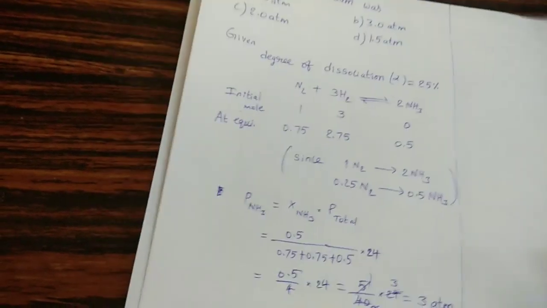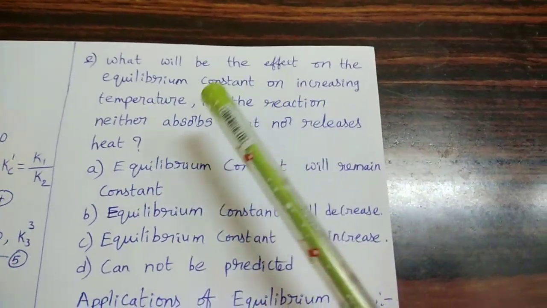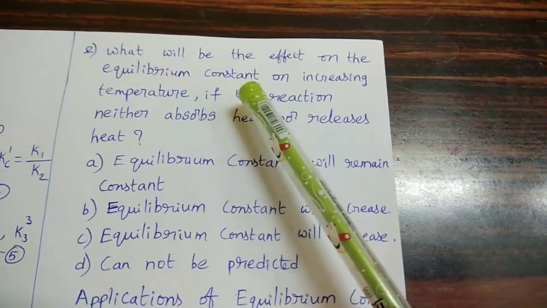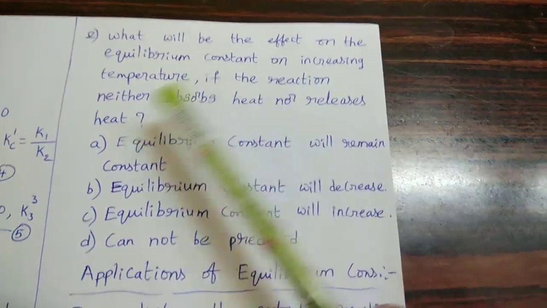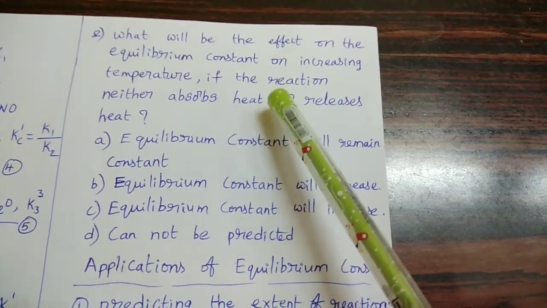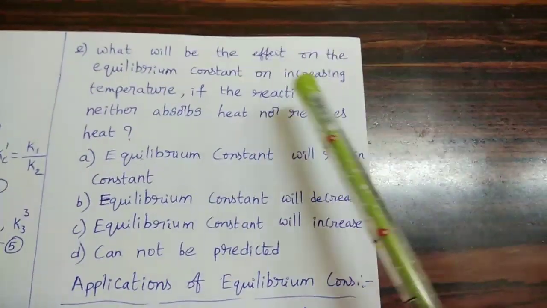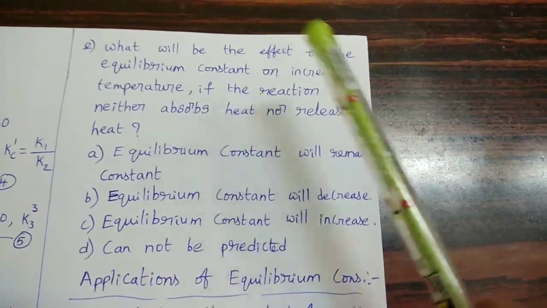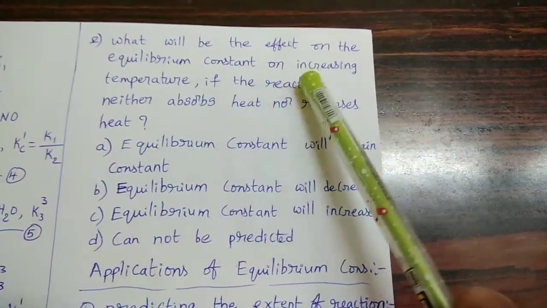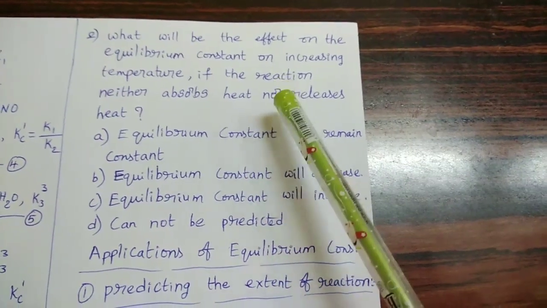Okay. Next. In last class we completed this question, with a small modification for this. What will be the effect on the equilibrium constant on increasing temperature if the reaction neither absorbs heat nor releases heat? In this case, the reaction is not releasing heat energy and not absorbing heat energy. In that condition, if we increase the temperature, what is the equilibrium constant? Equilibrium constant will remain constant. There is no change in the value of the equilibrium constant in this type of reaction.